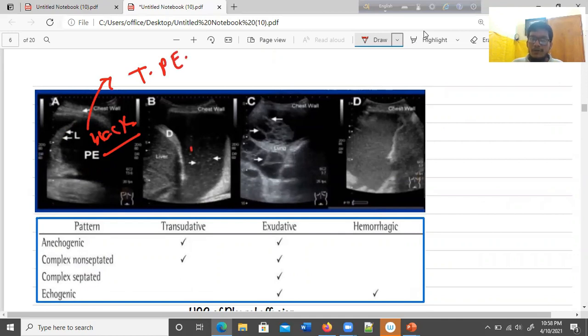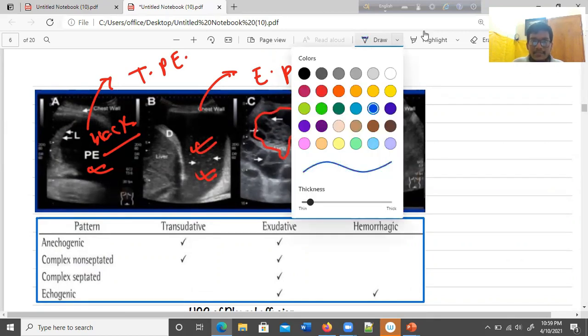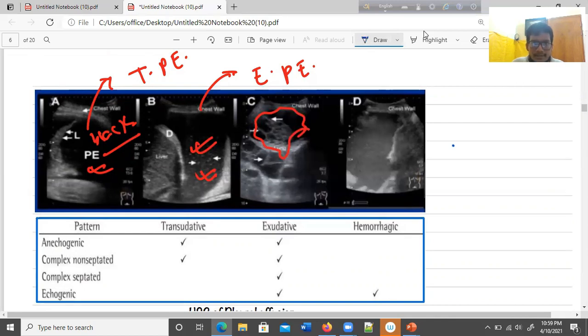If the echogenicity of pleural fluid is increased, you may suspect it is due to exudative pleural effusion. So look at the picture. This pleural effusion is more echoic than this one, and this pleural effusion is atypical. Here you can see this is the pleural effusion, and this is septate-like appearance. Here you can see some septa. Just like septate. And whenever you get septate pleural fluid, this is definitely exudative pleural effusion.